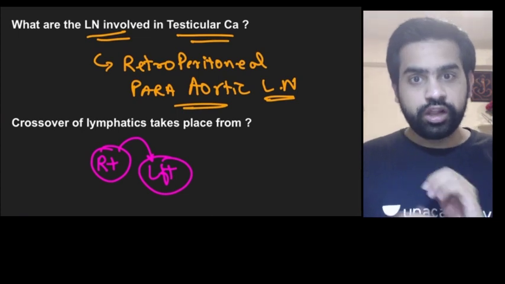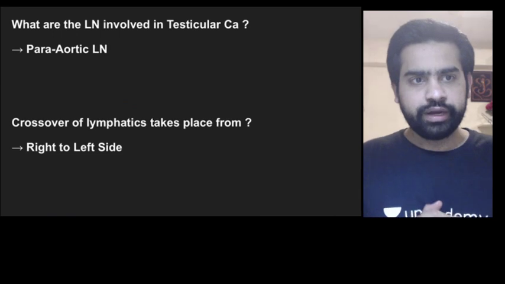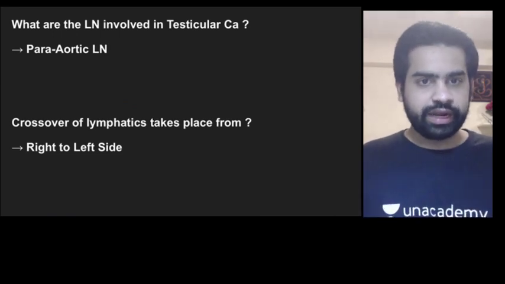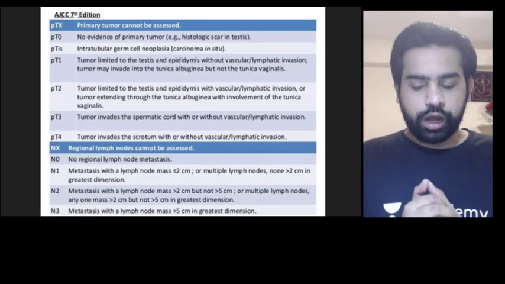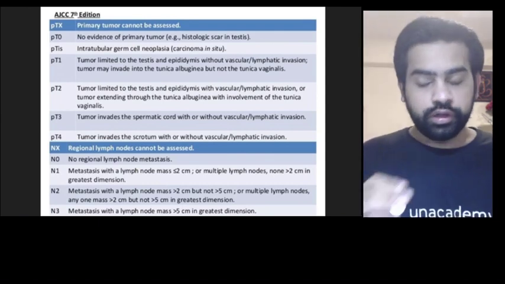Are you understanding my point? This is what I mean by a crossover from the right to the left. I hope you get this. So this slide is trying to tell you exactly the same thing, right? Now this brings us to the TNM staging of the testicular tumor.